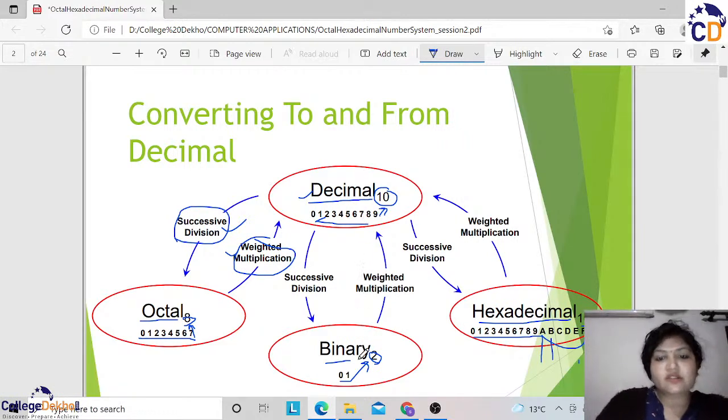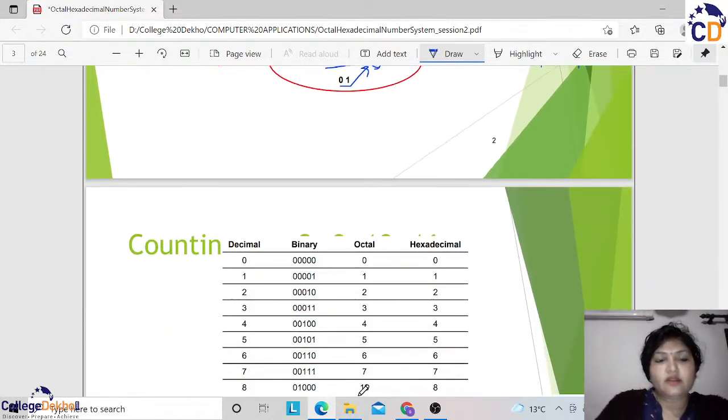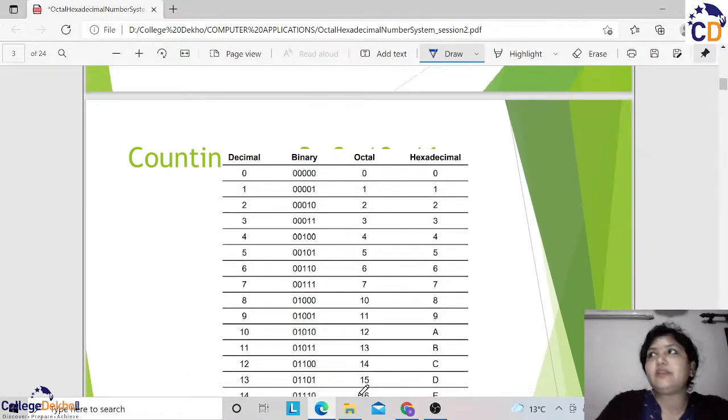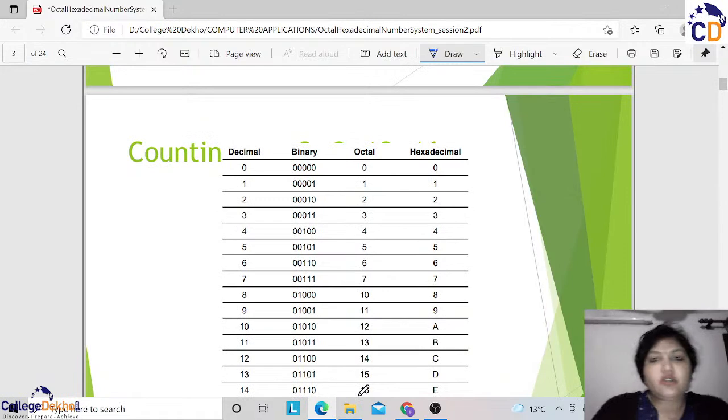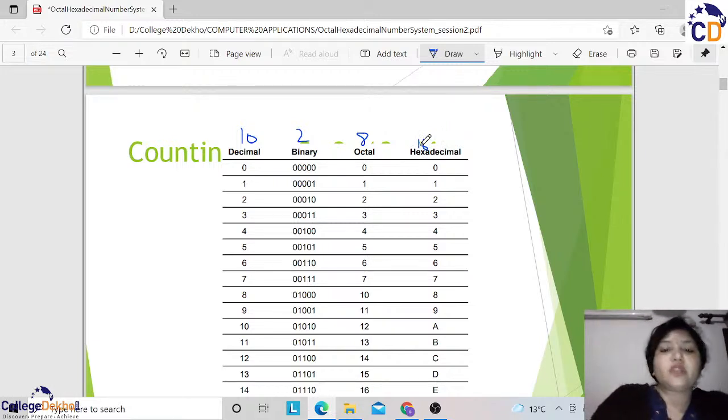Now let us start with some numericals. Before starting with the numericals, we need to understand the binary representation of each number system. We know that the base of the decimal number is 10, the base of the binary number is 2, the base of the octal number is 8, and the base of the hexadecimal number is 16.